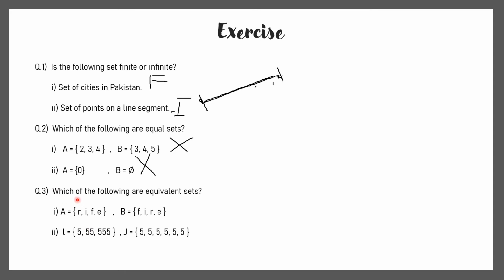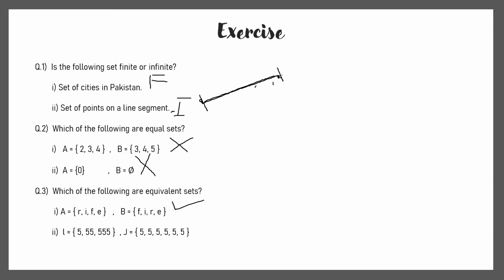Okay, the last question is which of the following are equivalent sets? For equivalent sets only the number of elements should be the same. Here the number of elements are 1, 2, 3, 4, and here also 4. So they are equivalent sets. We just have to see whether the number of elements are the same or not. So these are equivalent sets.